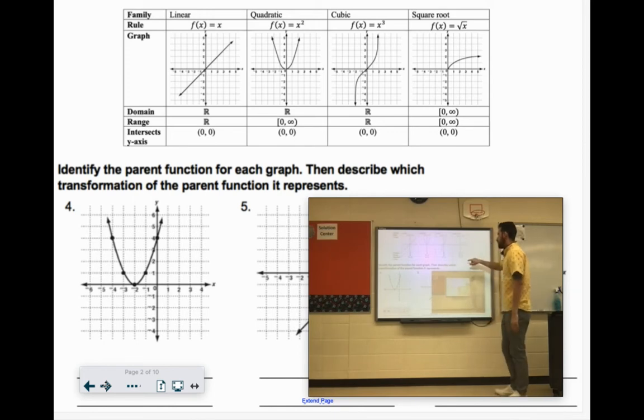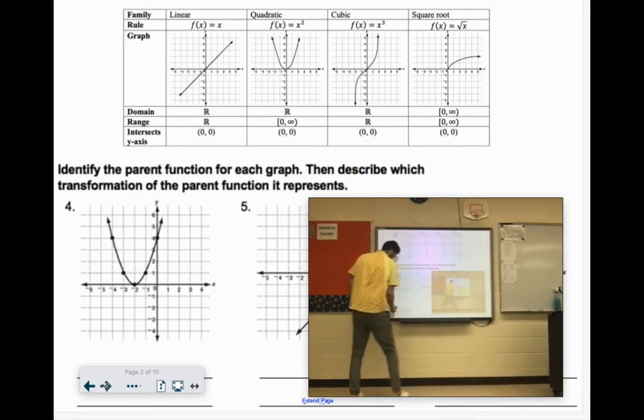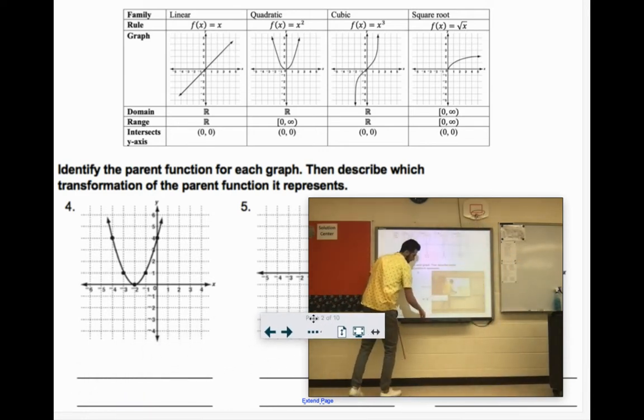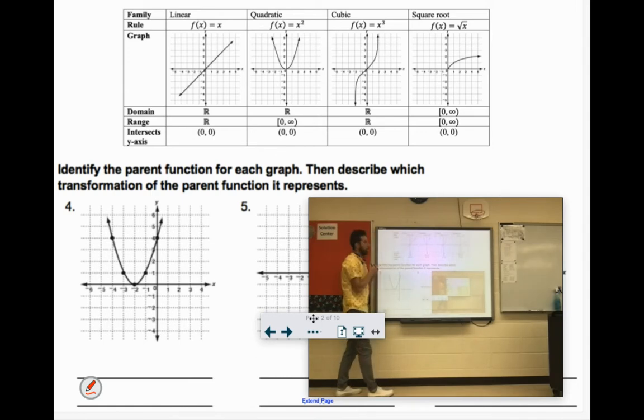All right, so I left this up here so that we can kind of reference it. Identify the parent function for each graph, then describe which transformation of the parent function it represents. So if you look at number 4 here, it's got this U-shaped parabola, so that is a quadratic function.